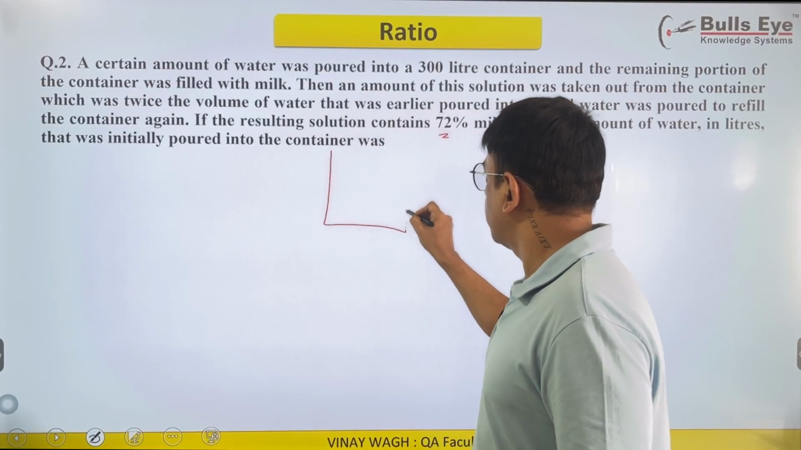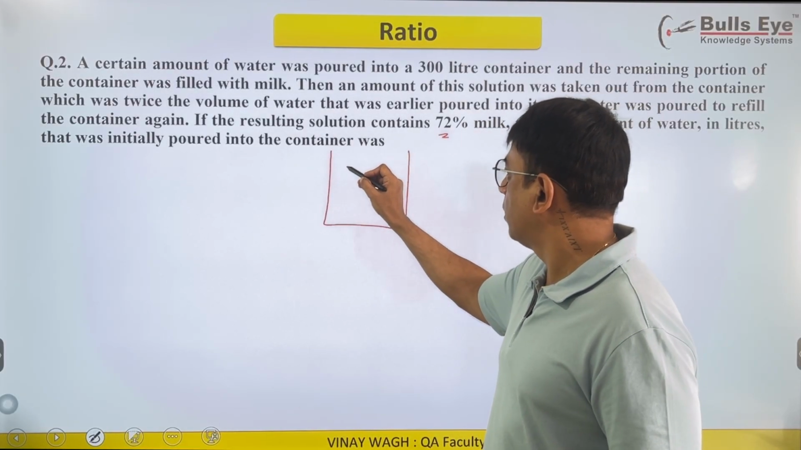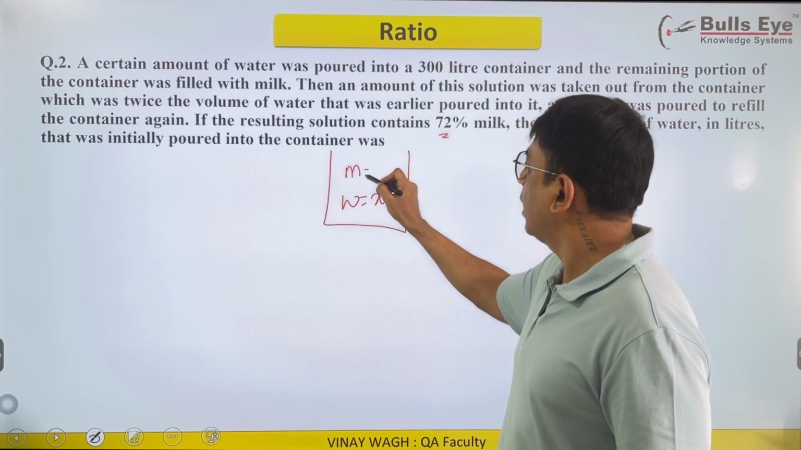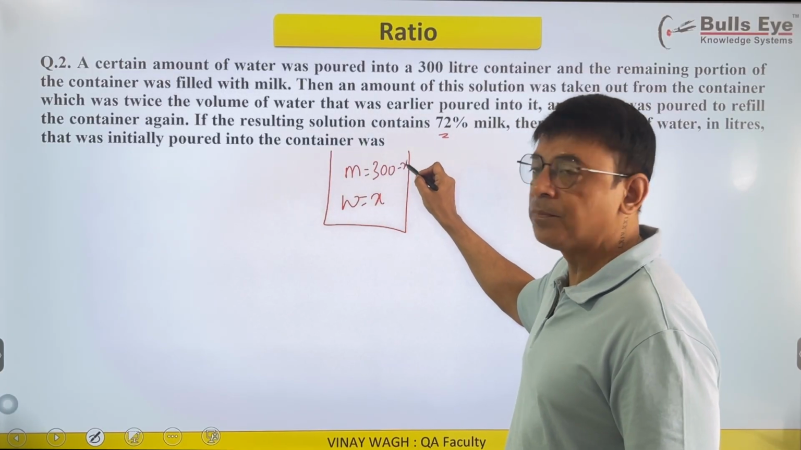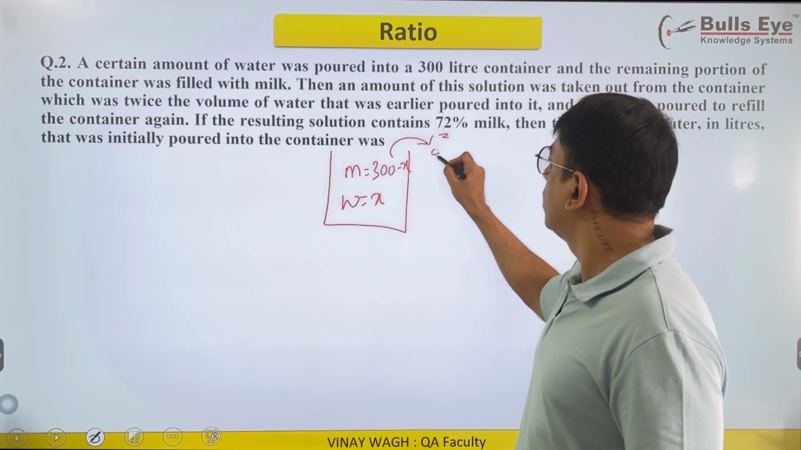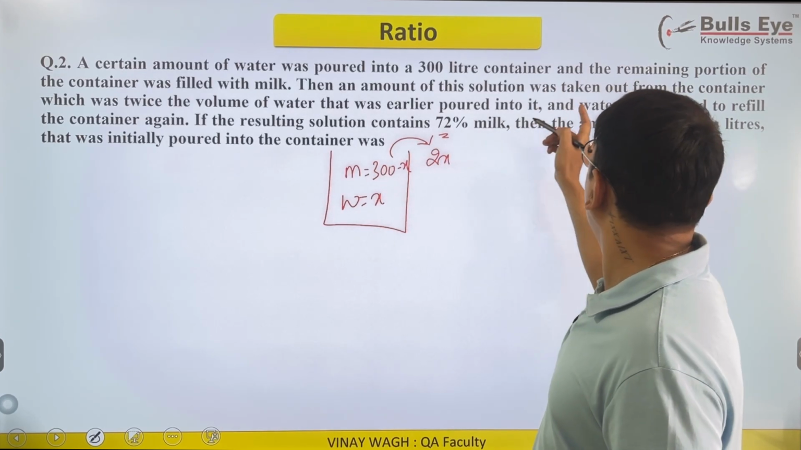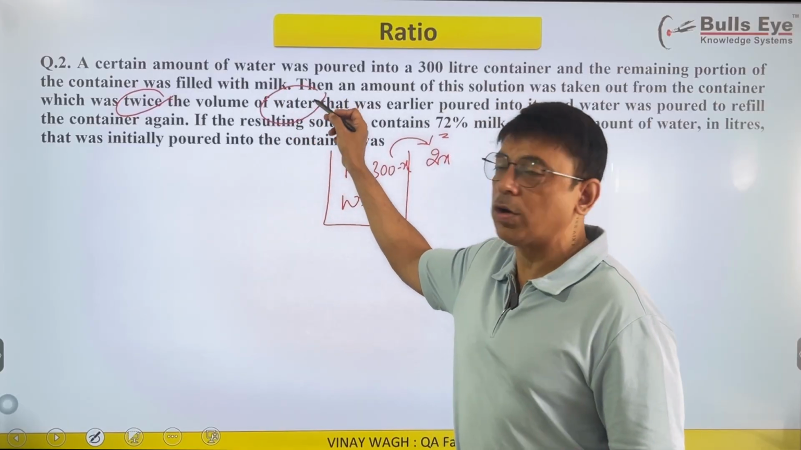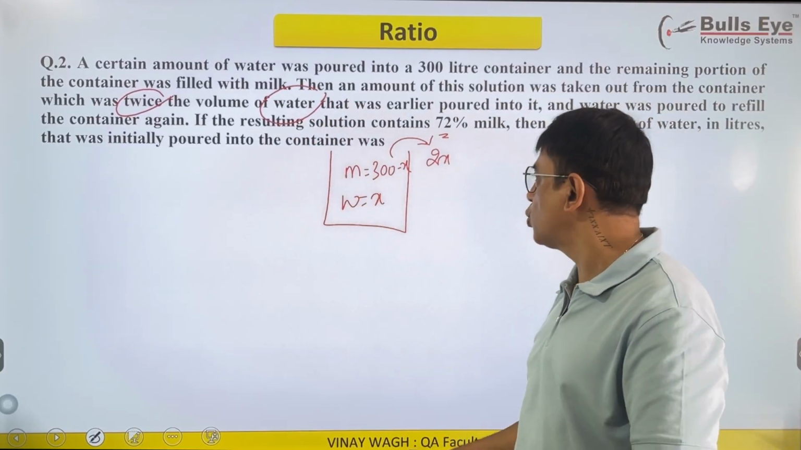So what it says is, it's a container that has got milk and some water. I'm taking water as X and the remaining as milk. And how much is gone out? Twice the volume of water of this solution was taken out. And water is X, so this is 2X.